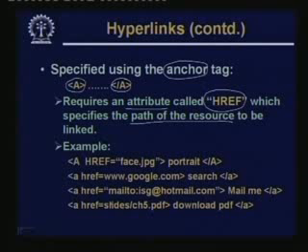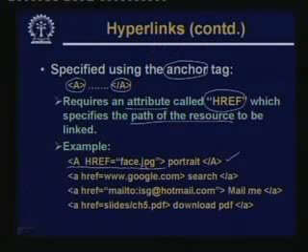Now, here we have given 4 examples. The first example shows the begin anchor tag. This says anchor href equal to face.jpg. So here we are pointing to a JPEG image, a resource which is actually an image. After this tag there is some text and finally, there is the end tag.